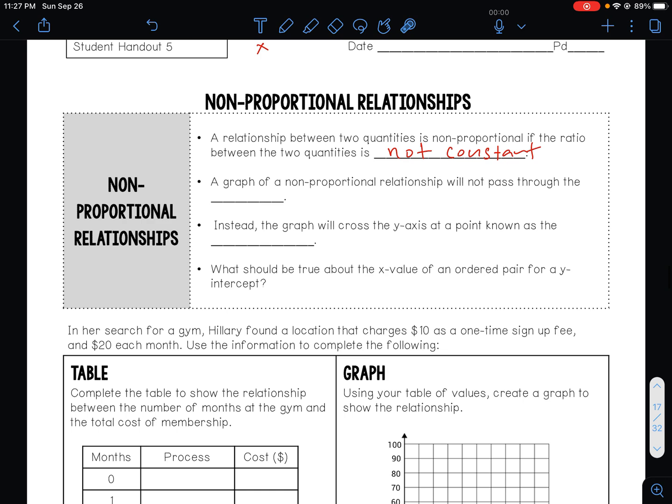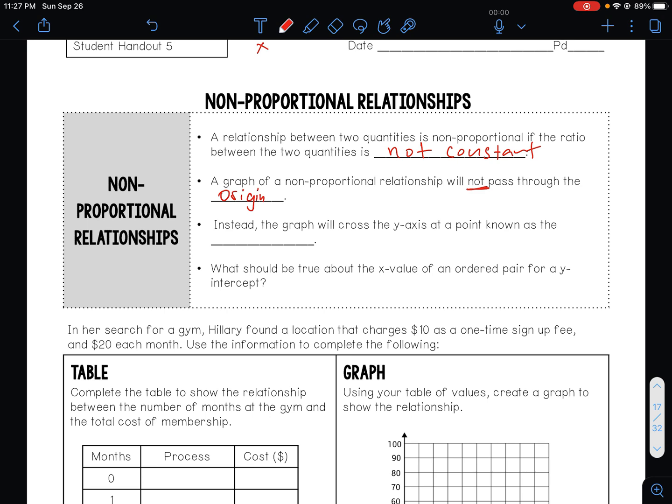So a graph of a non-proportional relationship will not pass through the origin, or 0, 0. So not pass. And instead, the graph will cross the y-axis at a point known as the Y-intercept.